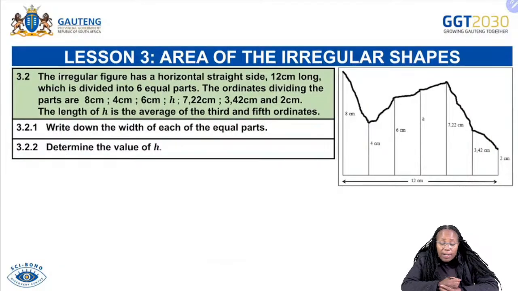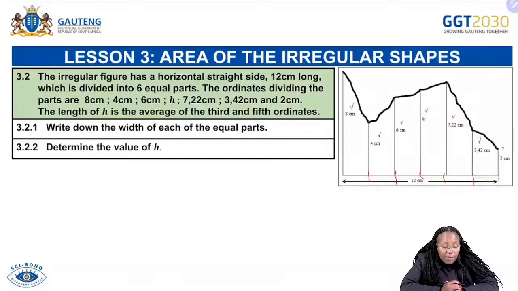And then now another question on the irregular shapes. The irregular figure has a horizontal straight line, which is 12 centimeters long, which is divided into 6 equal parts. Now we have 1, 2, 3, 4, 5, 6 parts there. The ordinates dividing the parts are 8 centimeters as indicated, 4, 6, H is not given, 7,22, 3,42, and the last ordinate is 2.